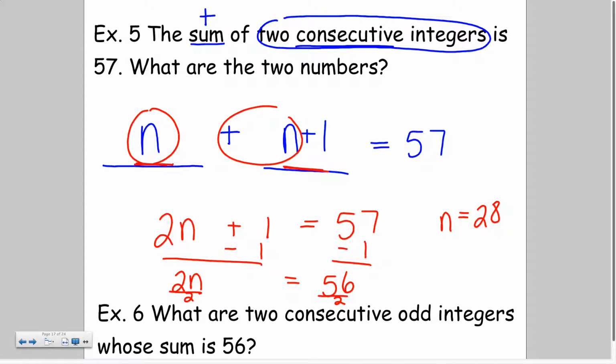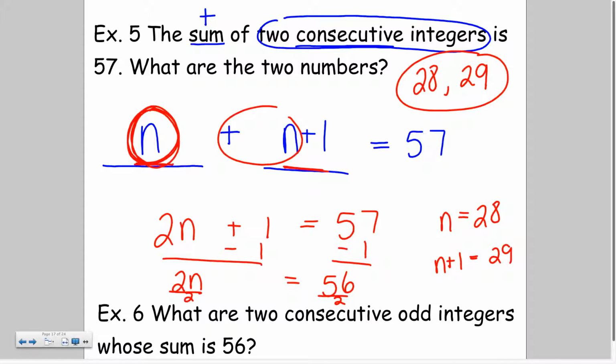So if your first value is 28, if you add 1 to that, your second value is going to be 29. So what are those 2 answers? 28 and 29.